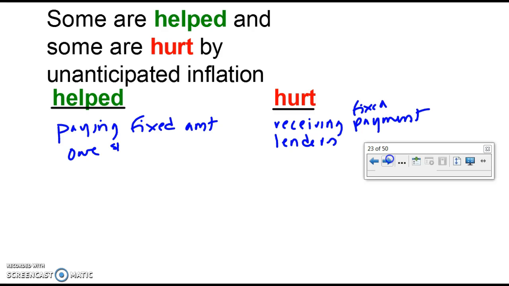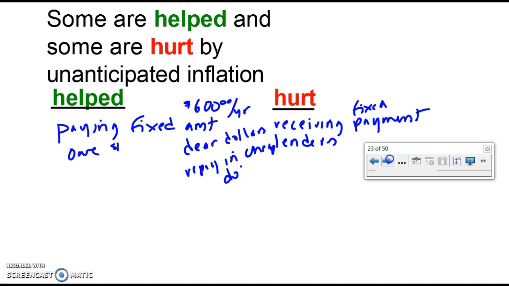So why are people paying a fixed amount helped? Because if I, for example, have an apartment lease, I sign a lease and I'm going to agree to pay, say, $600 a year, when there is inflation, the inflation diminishes the value of that $600 a year. So in other words, I agreed to pay what we'll call dear dollars. Dear just means they're precious or they're valuable. And I end up getting to repay in cheap dollars. So I agreed to pay a certain amount in rent, and then I'm like, hey, this is great because $600 now is basically only worth what $300 was a year ago, so I'm getting a bargain.